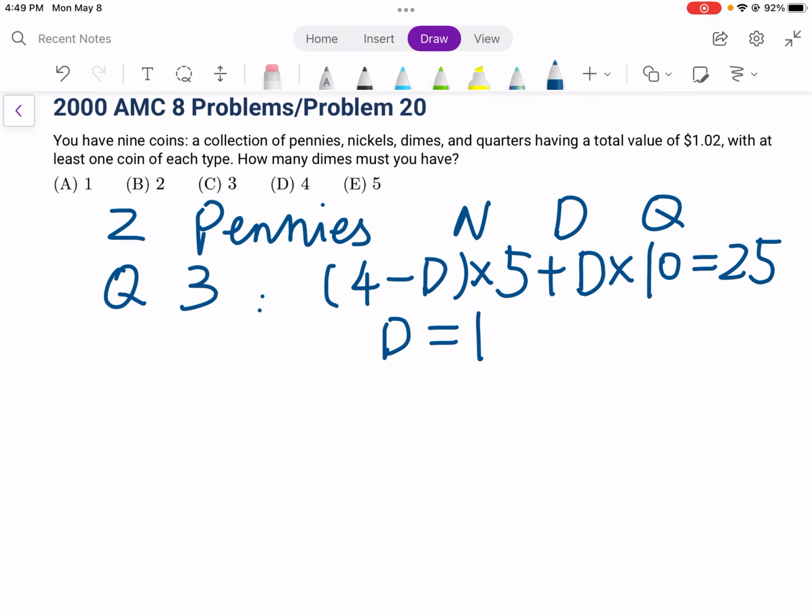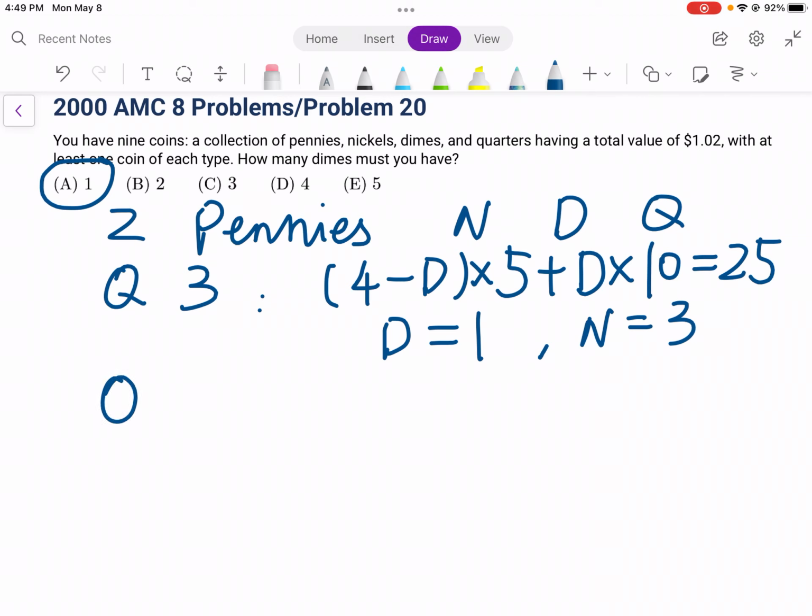And we already have the answer A here, which is 1 dime. And in this case, the number of nickels is 4 minus 1 equals 3. So 2 pennies, 3 quarters, 1 dime, and 3 nickels. They sum up to be 9 coins. So the answer A is correct. We can also verify the other 2 choices and see if this is the only correct answer.